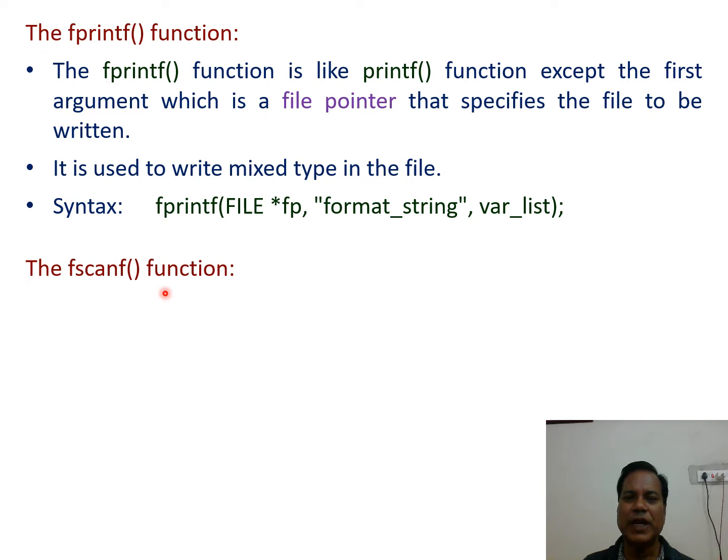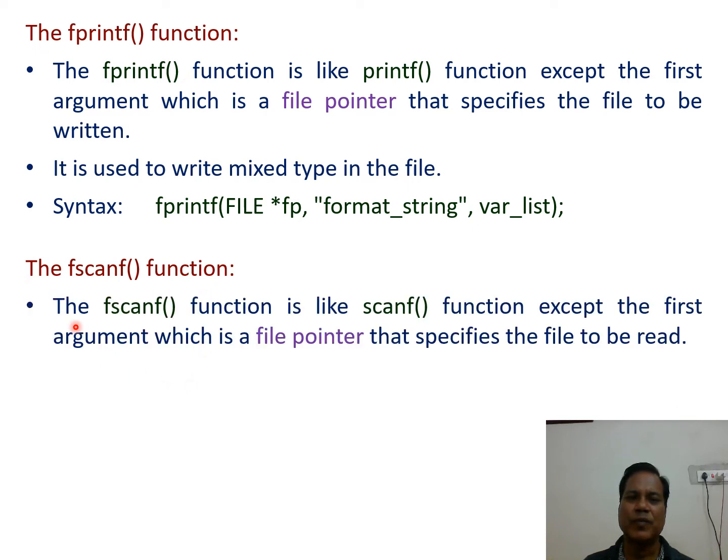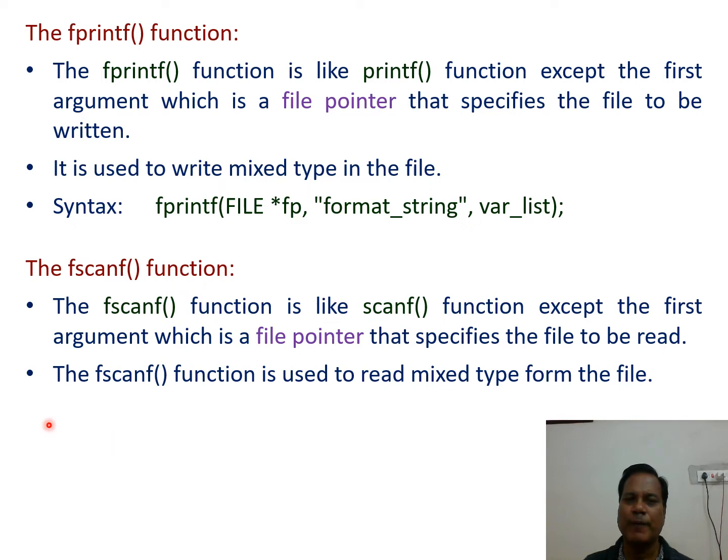The fscanf function. The fscanf function is like the scanf function except the first argument, which is a file pointer that specifies the file to be read. The fscanf function is used to read mixed type data from the file. That means the file contains integer data, character data, etc.